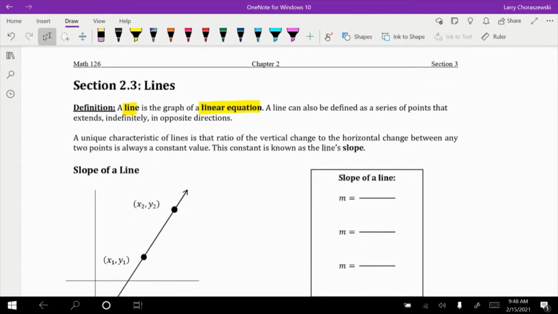Another way, which was presented to me in my graduate studies, gives you a little bit more of a visual. It's a series of points that extend indefinitely in opposite directions. So you've got a bunch of points that you're plotting, and they just extend in opposite directions. And the more and more points you include, the more it takes the form of a solid line. So I'm sure we all can visualize what a line is. I'm not going to get us bogged down with that.